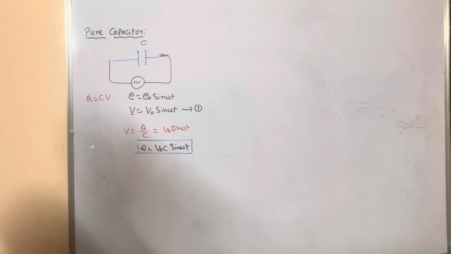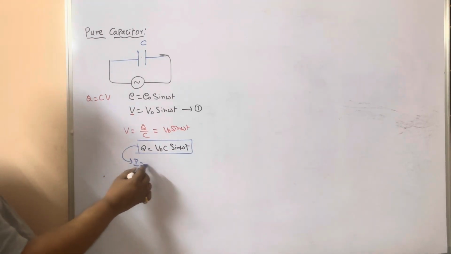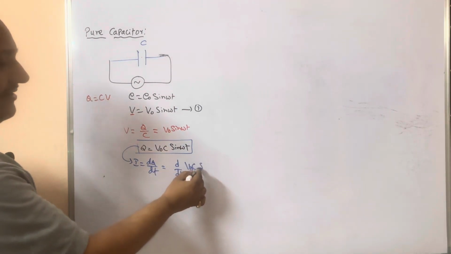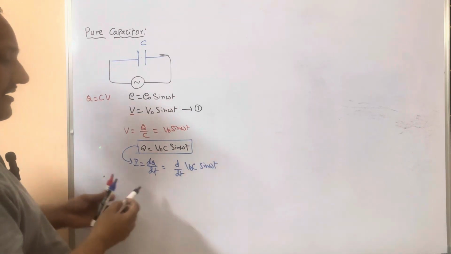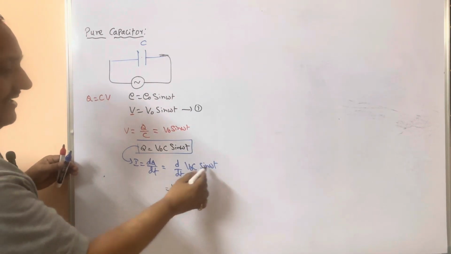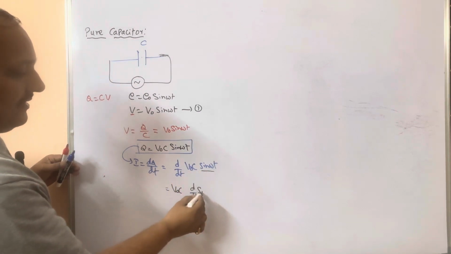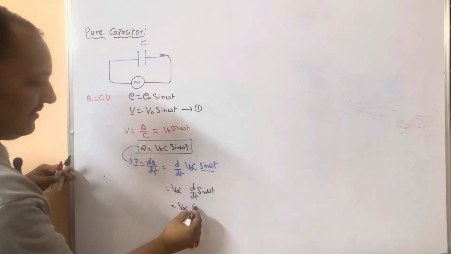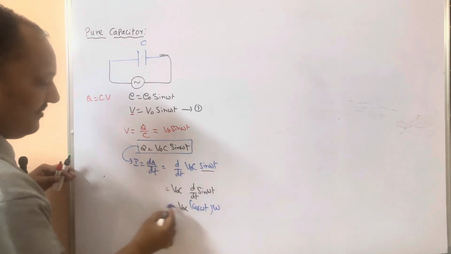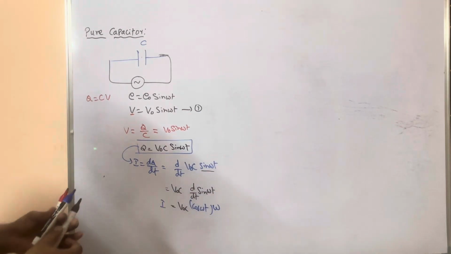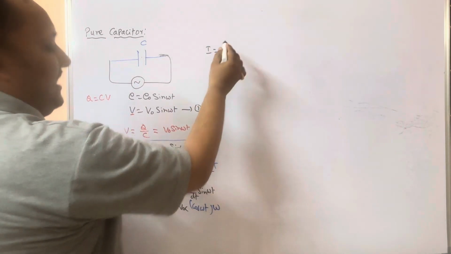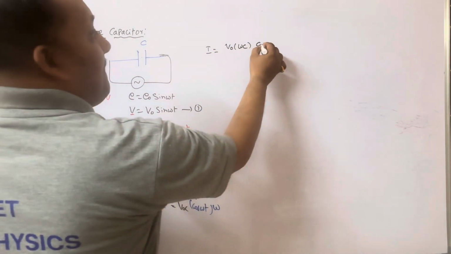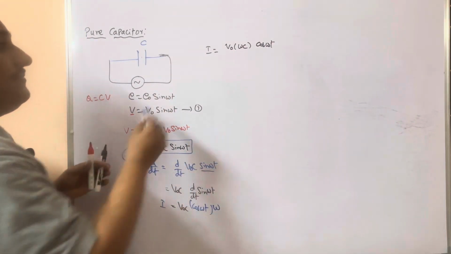Now we want current. If you differentiate this, I is equal to dq by dt. So d by dt of V naught C sin omega t. If you write V naught C outside, the derivative of sin omega t is cos omega t into omega. In basics we gave this. So this can be represented as I is equal to V naught omega C cos omega t.